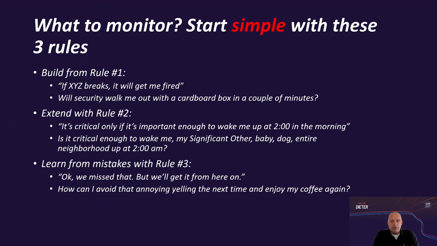So these are a couple of questions I always ask new customers or even existing customers. What to monitor? Start with the simple 3 rules or the simple question. First of all, rule 1 or category 1 is quite simple. If this breaks, it will get me fired, or at least the fire alarm or the virtual fire alarm will go off. So these are the crown jewels of our environment. This needs to be running all the time.